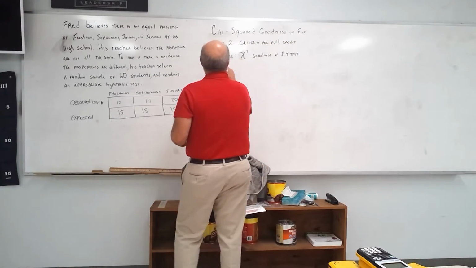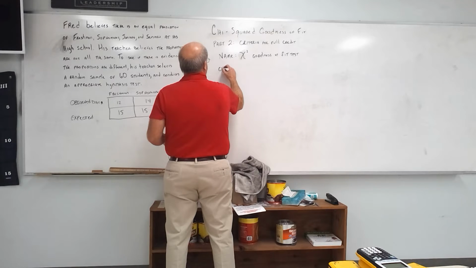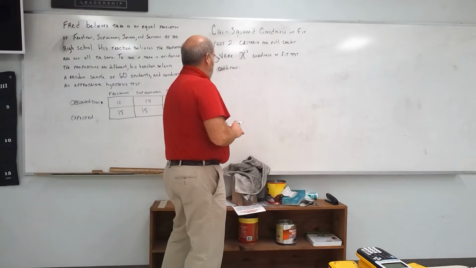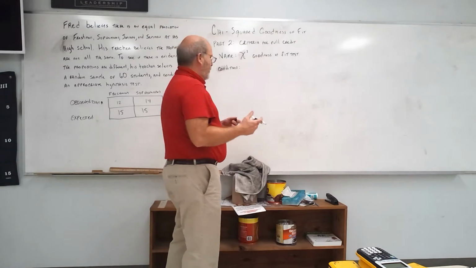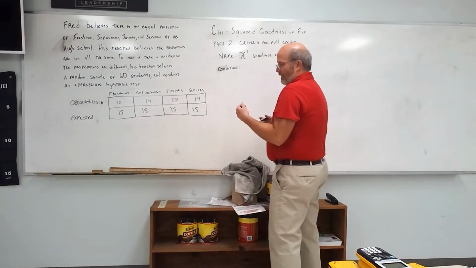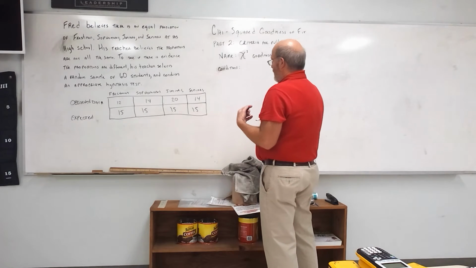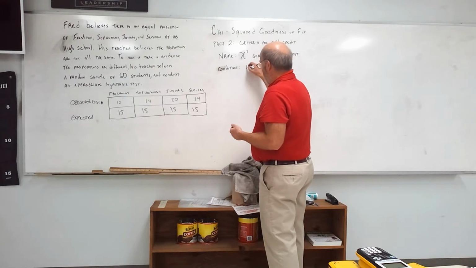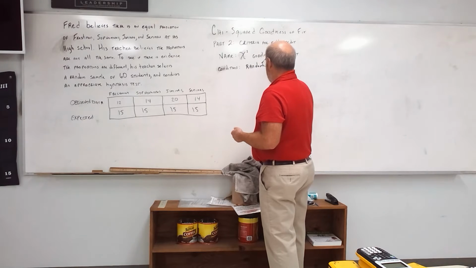The next thing we can do is check the conditions for inference. Sometimes in an FRQ, they'll tell you the conditions of inference are met. To assume that, you don't have to check the conditions if they tell you that assumption. Otherwise, you need to check the conditions. The first thing we need to do is make sure that we have a random sample, just like all of our other tests.